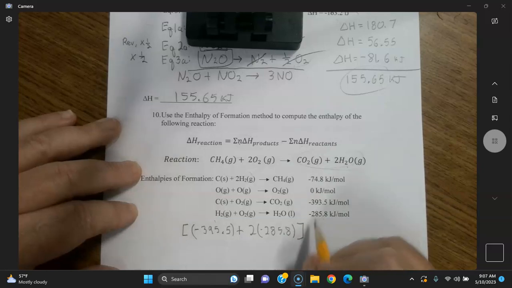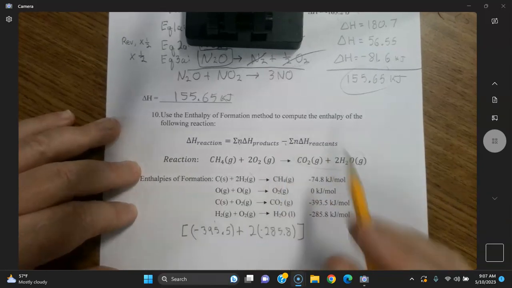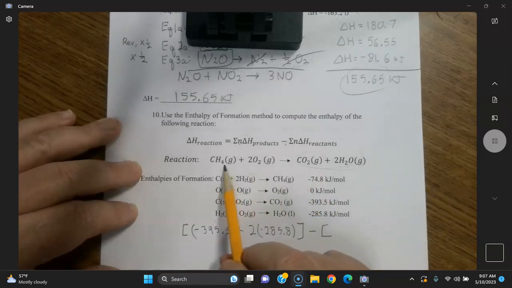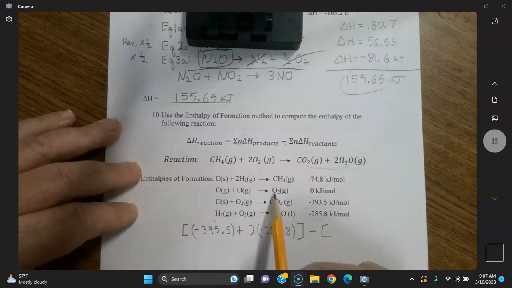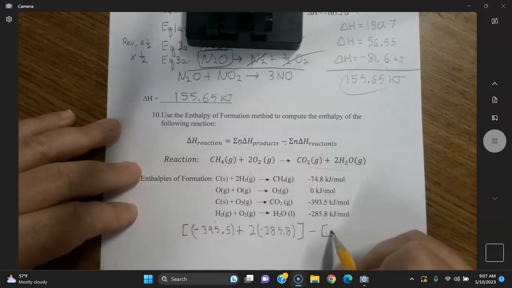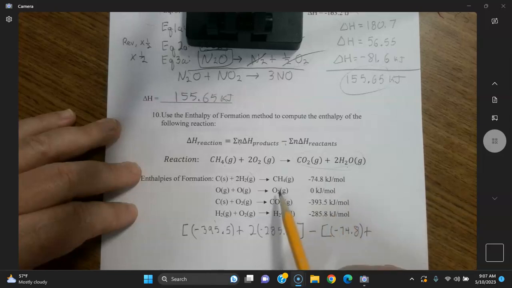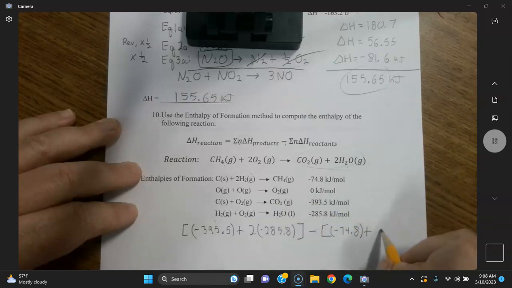Now what you're going to do is subtract, because that's a negative sign there, everything that's on the reactant side. So CH4 is right there, so it's negative 74.8 plus oxygen, but oxygen is 0, so you can go ahead and write it there.